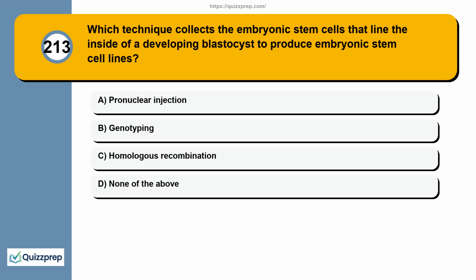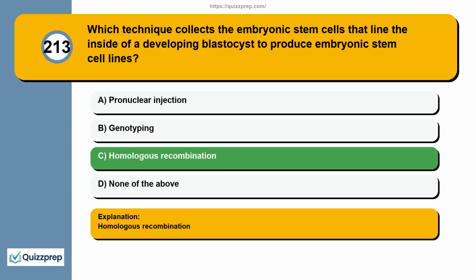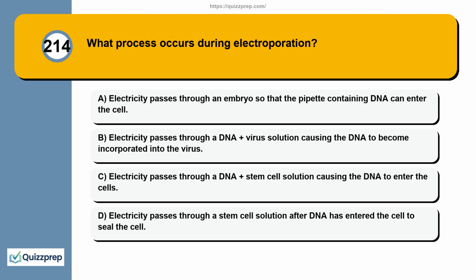Which technique collects the embryonic stem cells that line the inside of a developing blastocyst to produce embryonic stem cell lines? Option A. Pronuclear injection. Option B. Genotyping. Option C. Homologous recombination. Option D. None of the above. The correct answer is option C. Homologous recombination. Question 214.